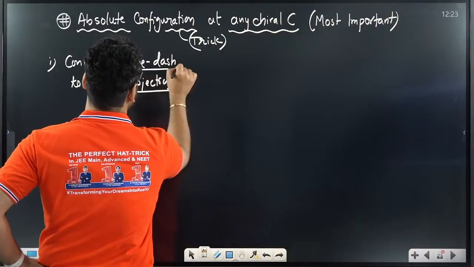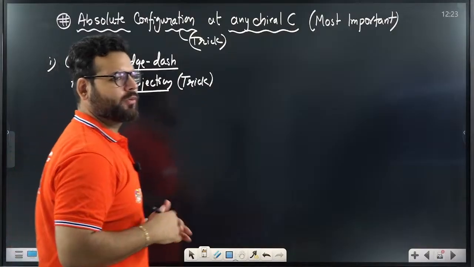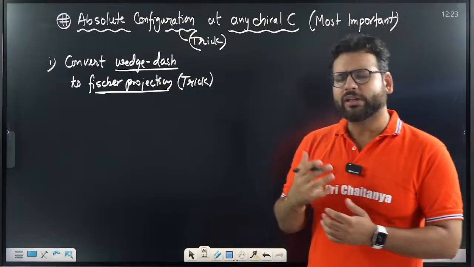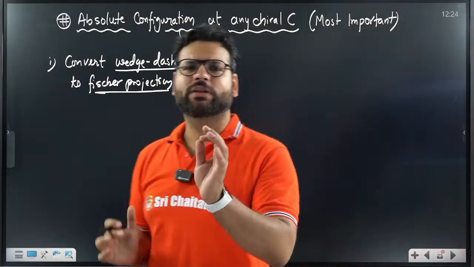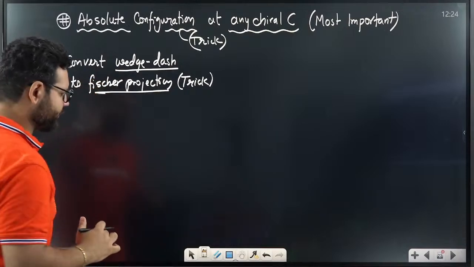You don't have to imagine the compound. You don't have to listen to what the book says. Books will tell you different ways, but you will mostly make mistakes in those cases. I'll give you a simple trick. First thing is convert wedge dash to Fisher projection.